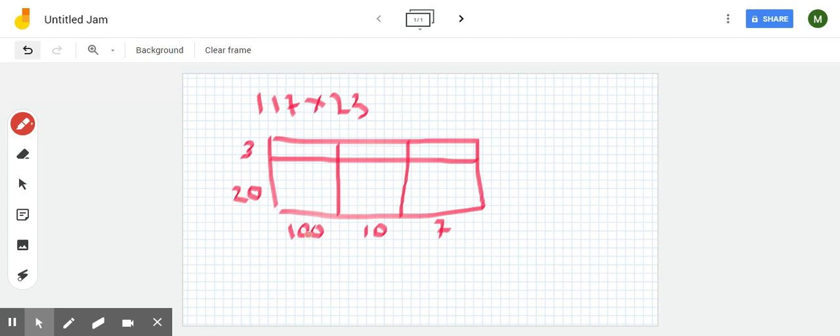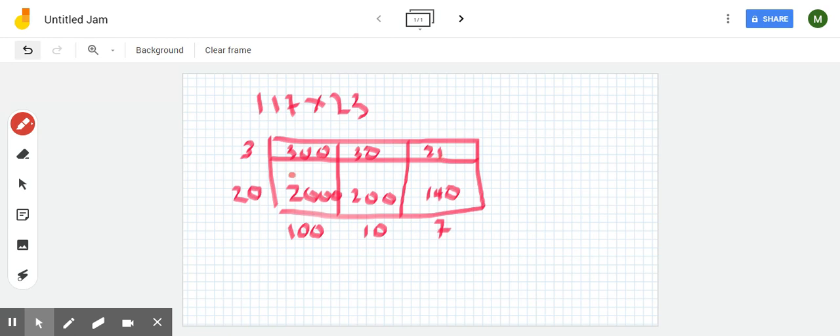So 20 times 100 would be 2,000. And then 20 times 10 would be 200. And 20 times 7 would be 140. 3 times 100 would be 300. 3 times 10 would be 30. And then 3 times 7 would be 21.